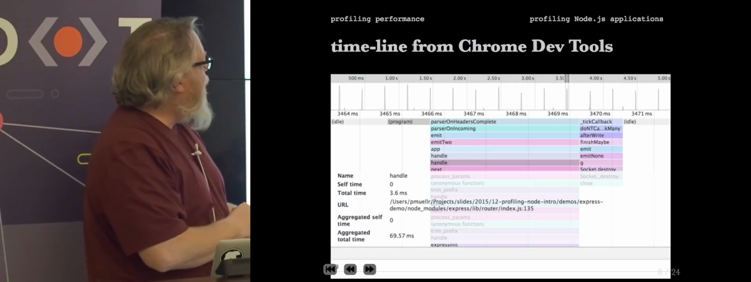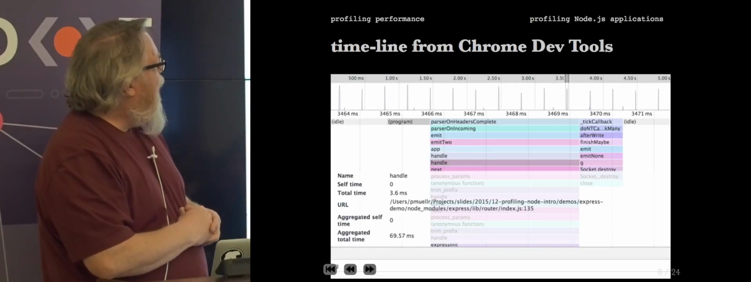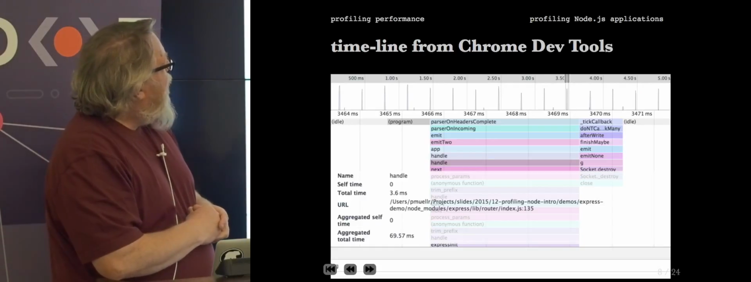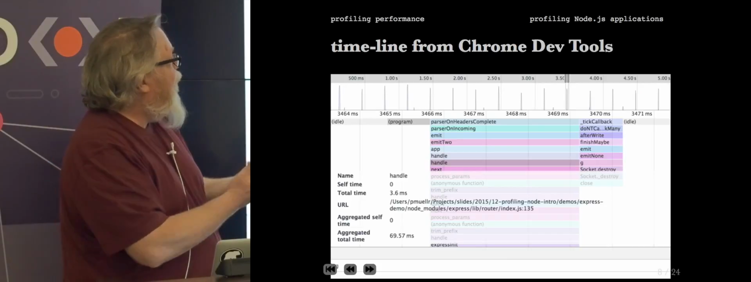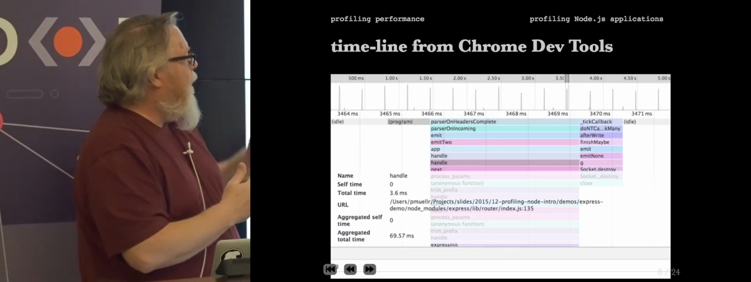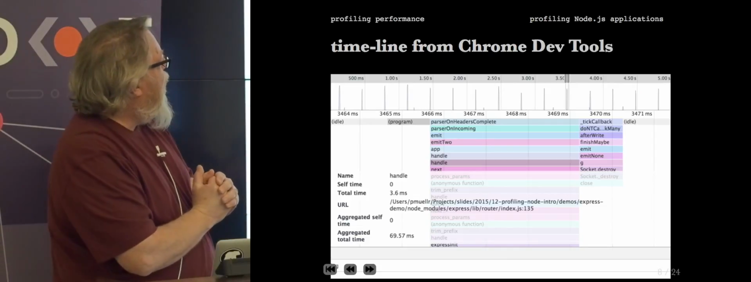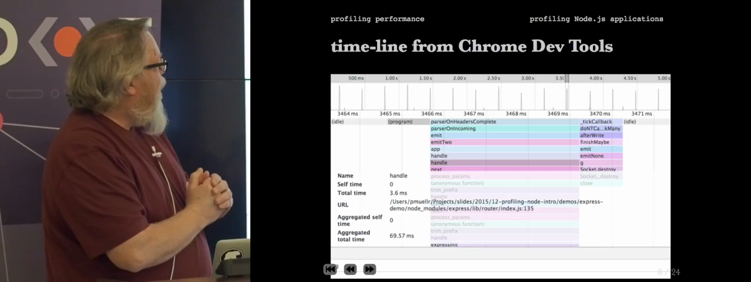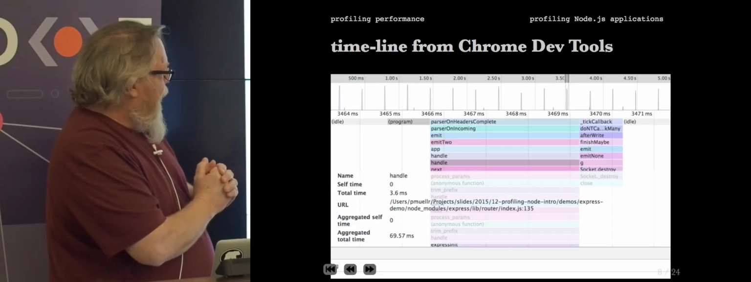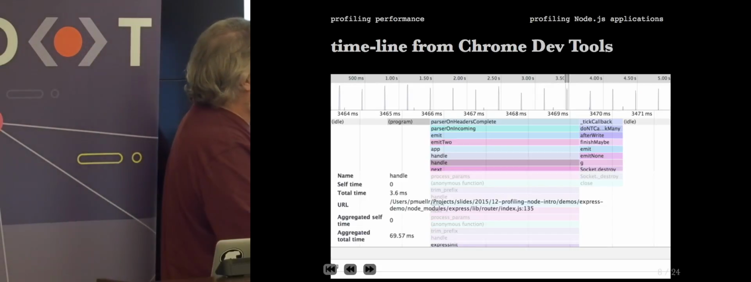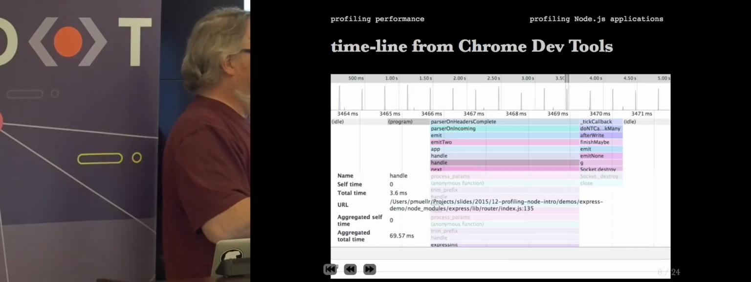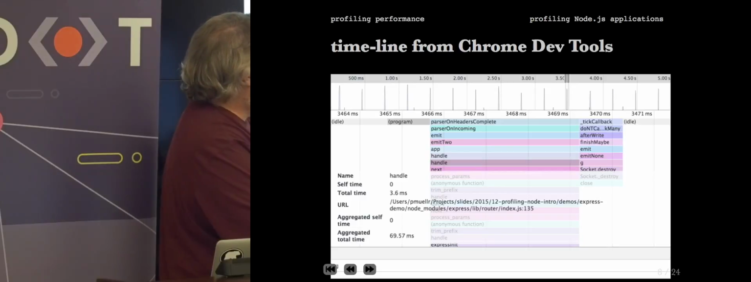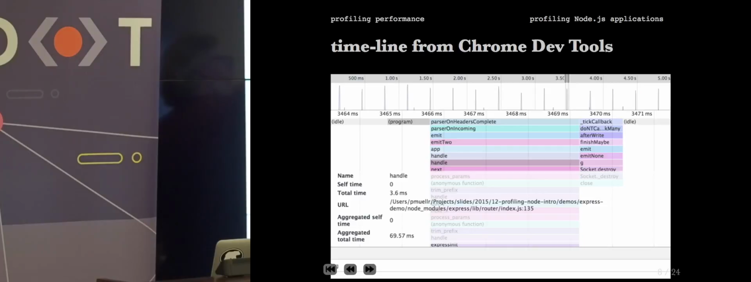So here's an example output, and we'll see this live in a minute, from Chrome DevTools. If you're familiar with Chrome DevTools, then hopefully this is familiar if you've done profiling in the browser. This is generally known as a flame graph, or a flame chart. I'll be sensitive to the terms. But what it's basically showing you is your call stack.